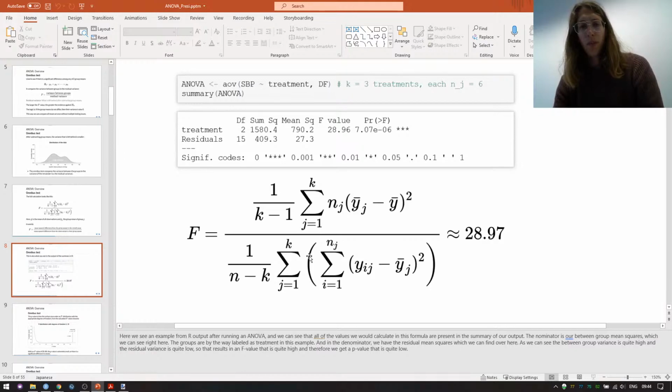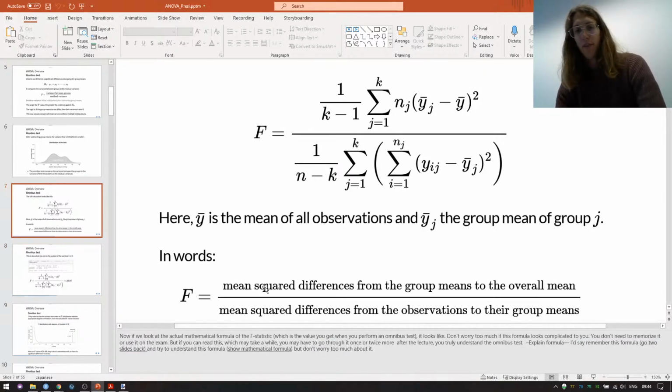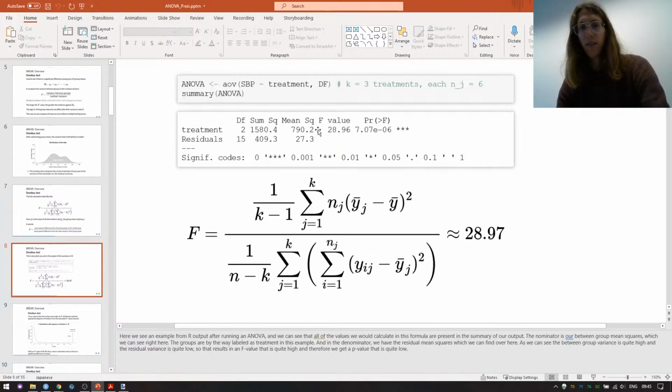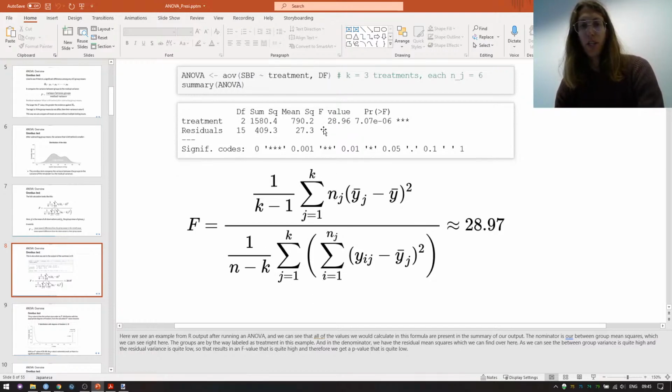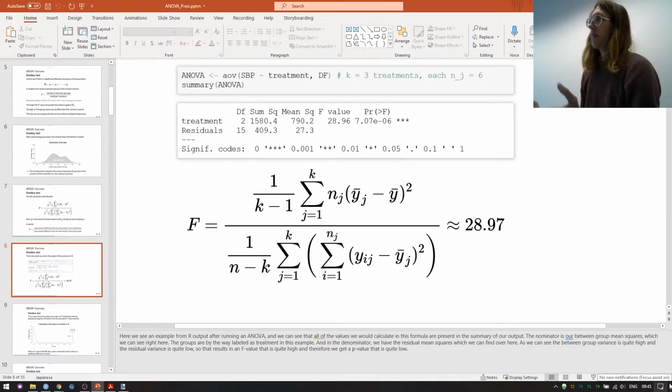Okay, so if we go back to the last slide, we can see that the F is the mean square difference from the group means to the overall mean divided by the mean square difference from the observations to their group means. And we can find these values over here. So the numerator is the mean square difference of the treatments, which should be 790.2, and the denominator is the mean squared of the residuals, that is 27.3. Now if we do that, we get a pretty large F value, and a large F value always implies a low P value. So this means that we have a lot of variance between the groups, and that the variance within the groups is relatively small. And if that is the case, then you will always get quite a high F value and a low P value.